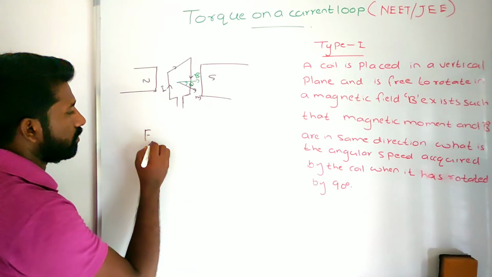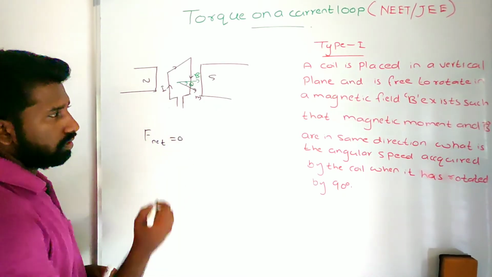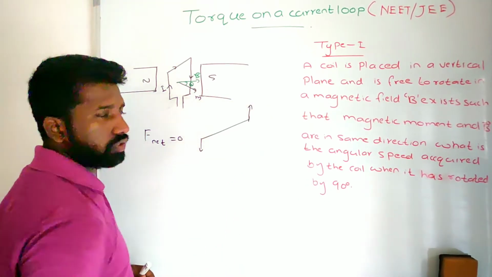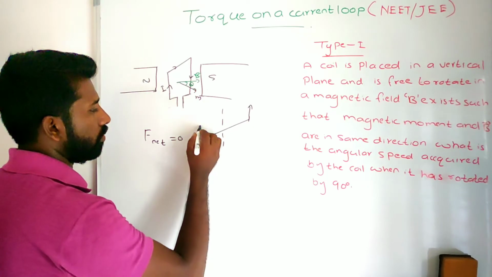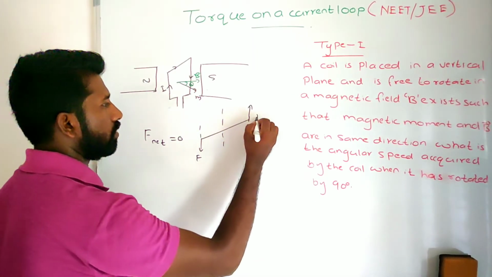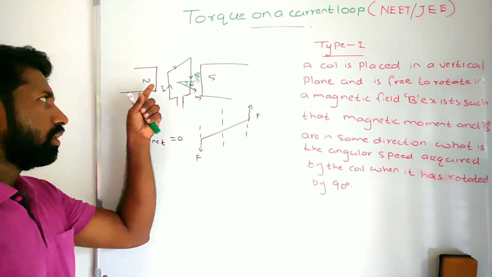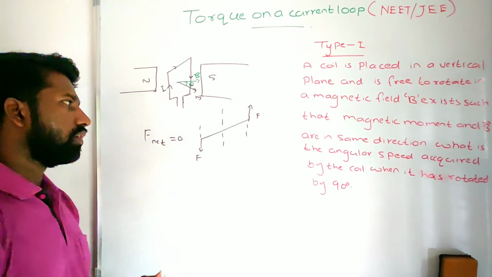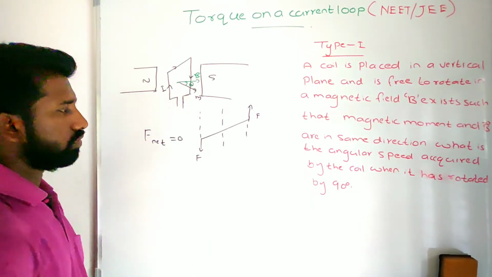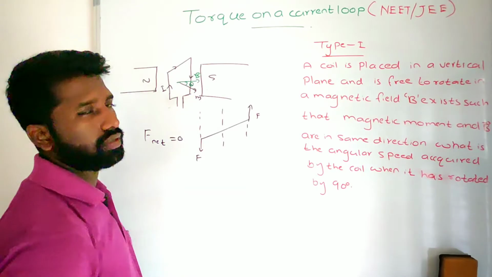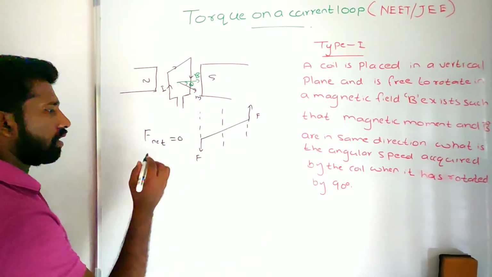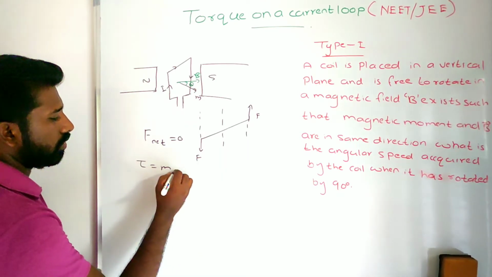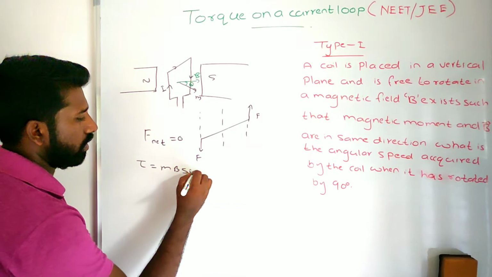The net force is zero. The two forces are acting in opposite directions and are equal in magnitude. These two forces act on the loop in opposite directions and have different lines of action. You see this force with this line of action and that force with that line of action. So this rectangular loop experiences a torque, that is, the torque is equal to mB sin theta.